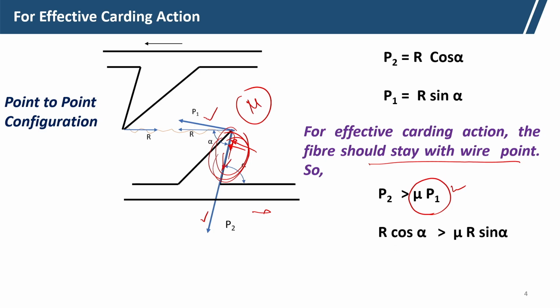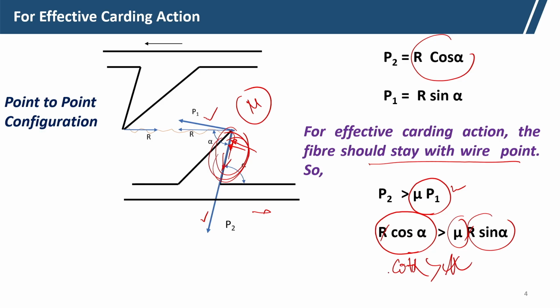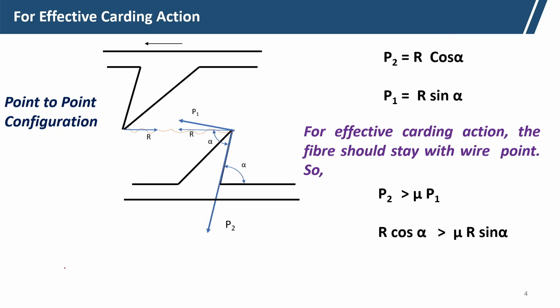Now, P2 is nothing but R cos alpha, and it should be more than mu R sin alpha. R gets cancelled out, so cos alpha by sin alpha, that is cot alpha, is more than mu. So, cot alpha should be more than mu, that is the condition.